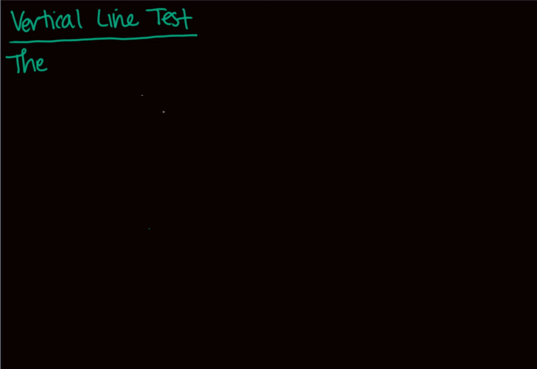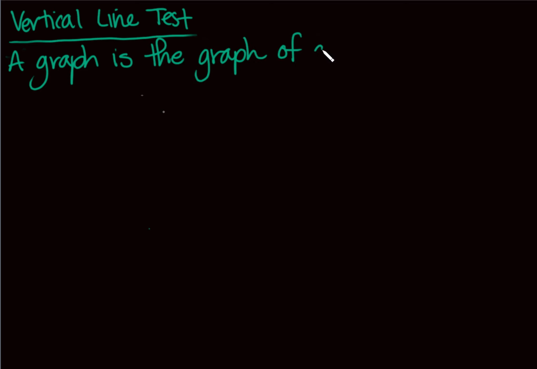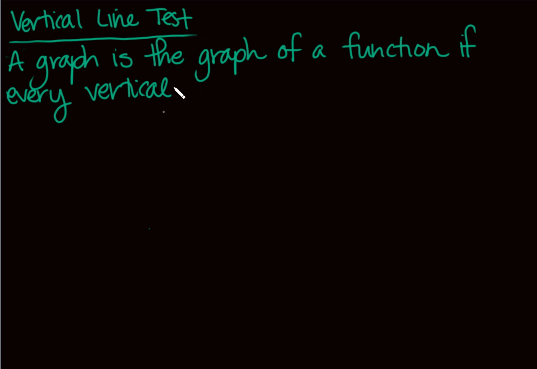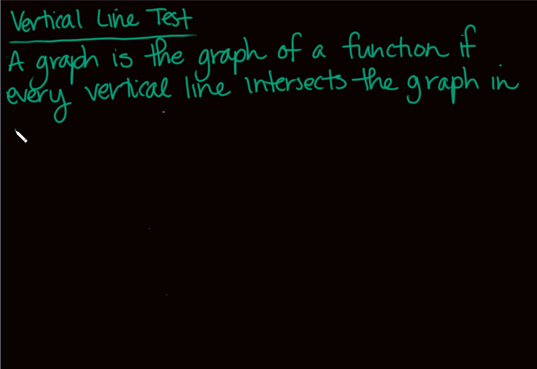A graph, the graph that you're given, is the graph of a function if every vertical line, not just one, but every vertical line, intersects the graph at most 1 point. Okay, and at most 1 point.